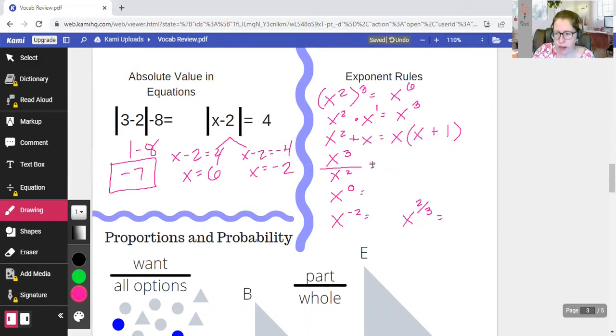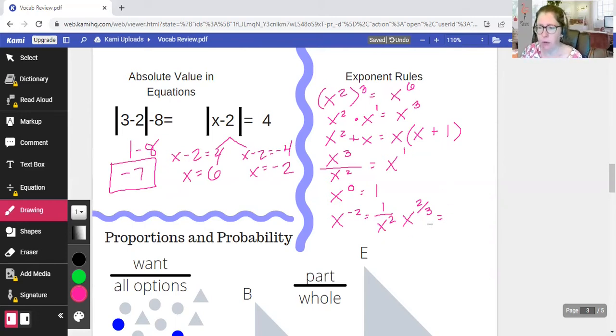Then when we are dividing, we will subtract the exponents. So this will just be x to the 1st, or just plain x, because 3 minus 2 is 1. Anything to the 0 power is equal to 1. All right, that's an important one to remember. Then if we have a negative in the exponent, that is going to be about the reciprocal again. So instead of x to the -2, it's going to be 1 over x squared. Once you have flipped it into the other part of the fraction, then you can lose the negative sign.